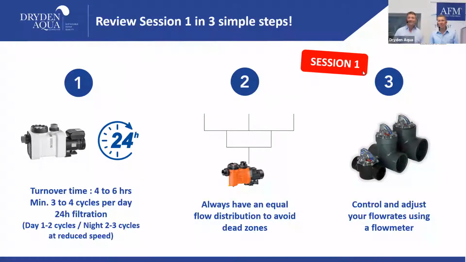Step number 2, make sure that you have an equal flow distribution. Remember the Staghorn distribution that we talked about in the first session. This is to avoid dead zones.